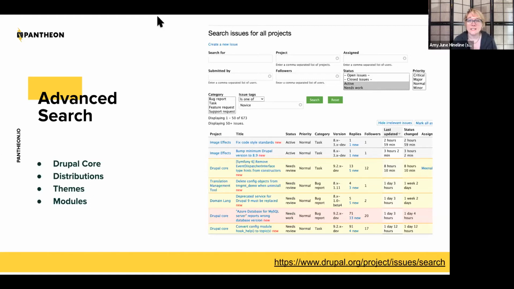Right here, you can see that in the issue tags section, we've looked for novice issues, but you can look for projects that are assigned to a specific user. You can search for keywords, and this is the place to do that. Say you're working with someone in your agency and you know they submitted an issue, but you can't remember what it was. You can use the submitted by field. These are all autocomplete too, so it's really easy to use.